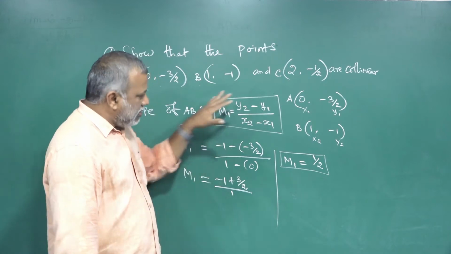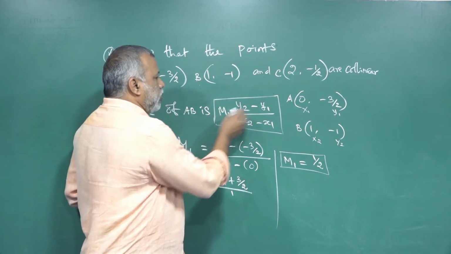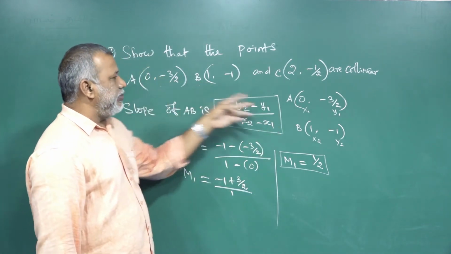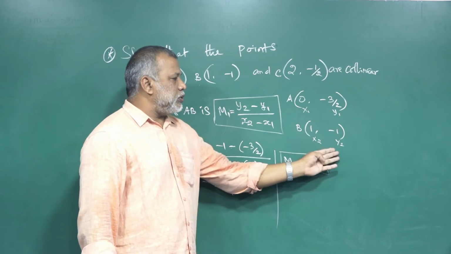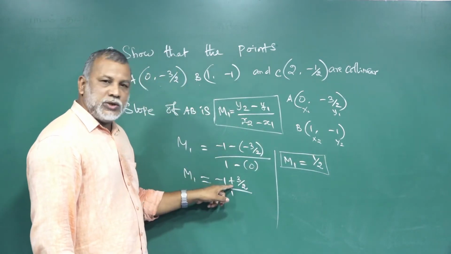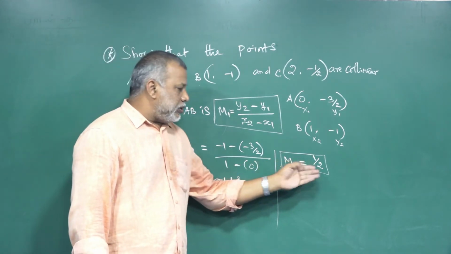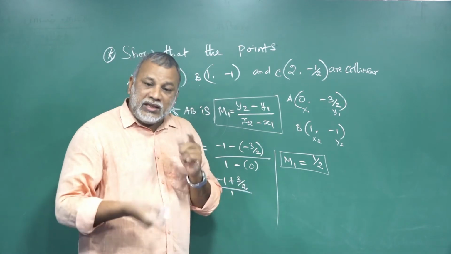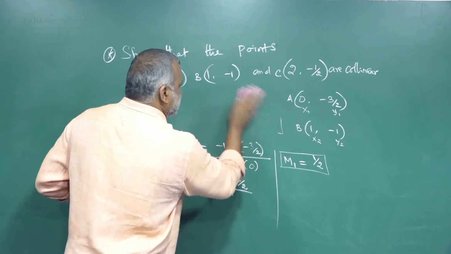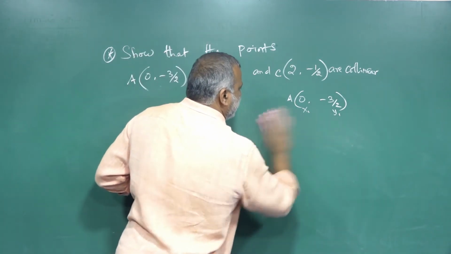Yes, students, we already used this formula. Slope of AB is y2 minus y1 divided by x2 minus x1. Select the points A and B. Give the name x1 y1, x2 y2. Substitute here, simplify. Negative of negative becomes positive 3 by 2. Already we are having negative 1. So it becomes 1 by 2. Say this is m1. In the same way, we are able to work out. Just listen. This is the first concept. m1 equal to 1 by 2.